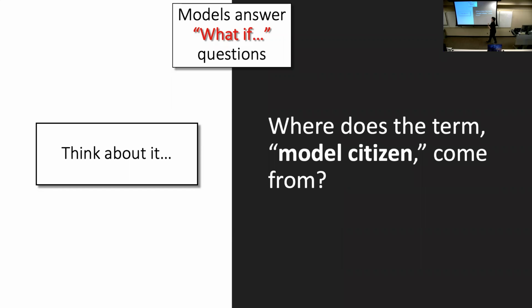So I just want you to think, whenever you hear the word model in everyday speak, I want you, for at least this semester, to think about it through this what if lens. What is really being communicated when someone uses that word model?